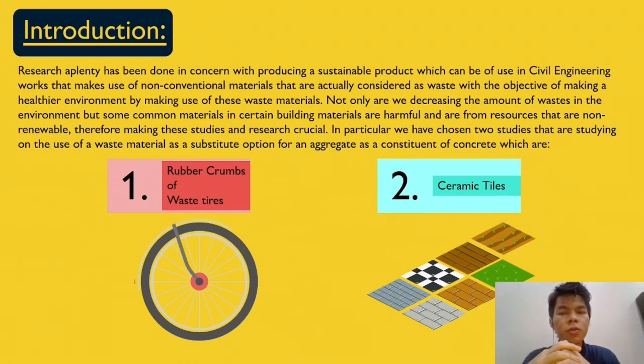Not only are we decreasing the amount of waste in the environment, but some common materials in certain building materials are harmful and are from resources that are non-renewable, therefore making these studies and research much more crucial. In particular, we have chosen two studies that are studying the use of a waste material as a substitute option for an aggregate as a constituent of concrete, which are number 1 on the left, rubber crumbs of waste tires, and number 2 on the right, ceramic tiles.